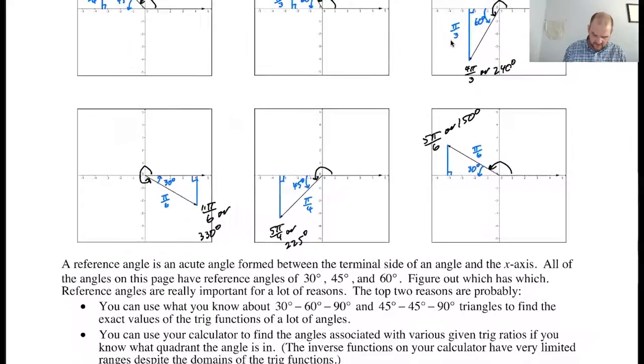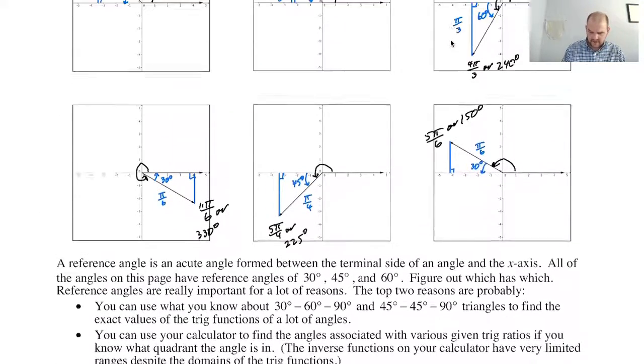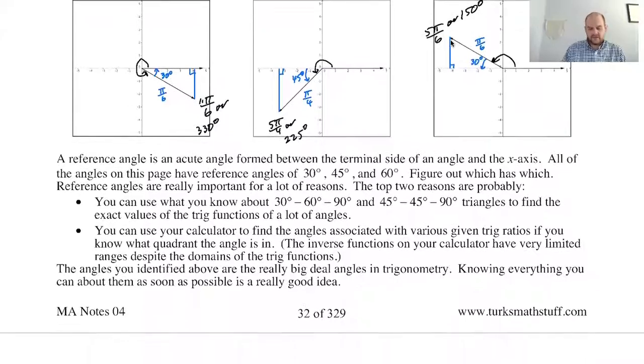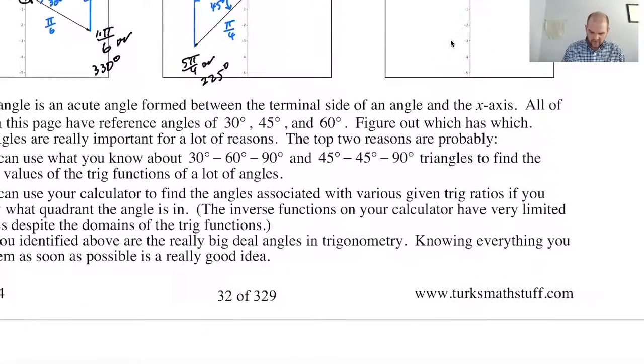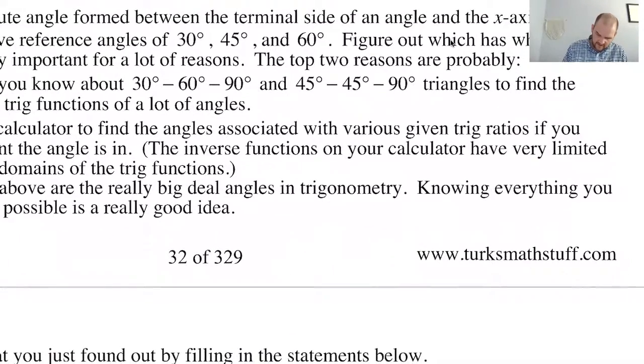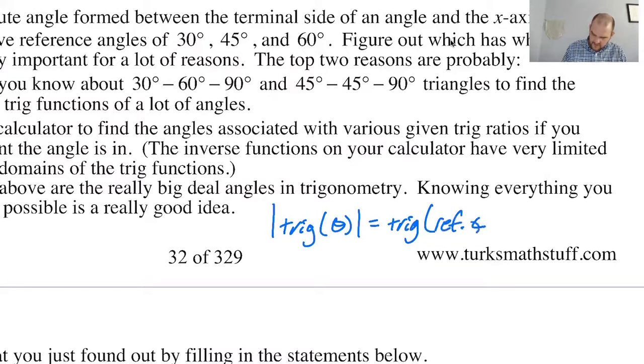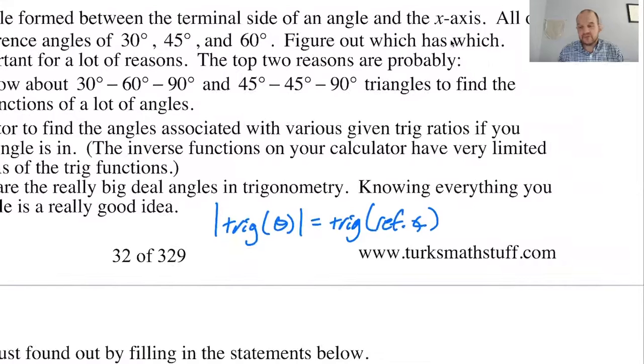So what's good about this in a lot of ways is, the words here, feel free to read them. I'm going to not. What this is sort of saying is that the absolute value of the trig function of an angle is equal to the trig function of the reference angle. That is always true. So why do reference angles always have a positive value for their trig functions?